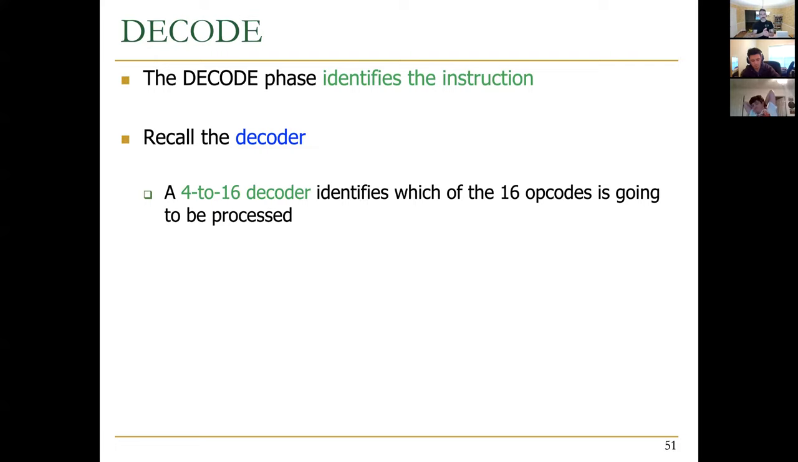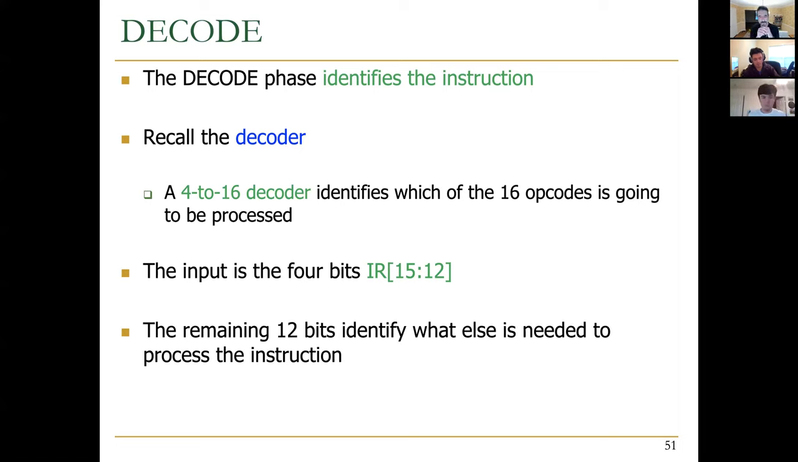So this 4-bit opcode can decode the instruction, or can give you the particular instruction that needs to be executed. So basically these 4 bits, from 12 to 15, are the bits that encode the instruction in LC-3. The remaining 12 bits obviously identify what else needs to be processed. For example, for add, you had the other operands, right? The source and destination registers and so on.